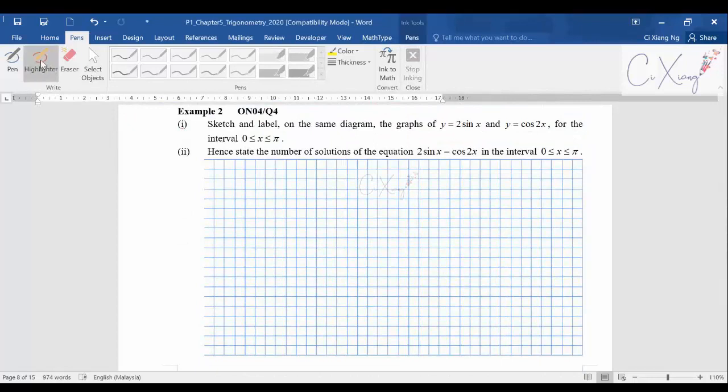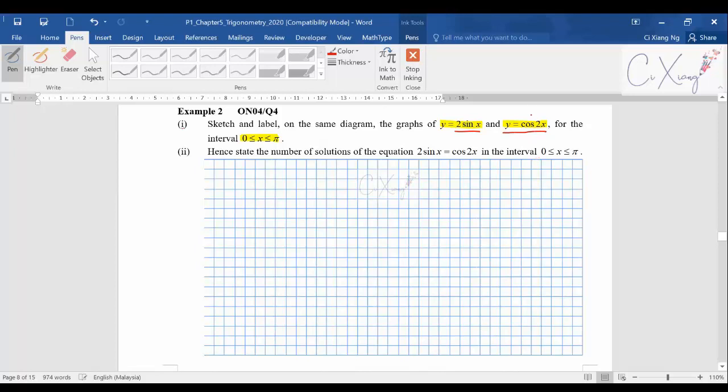Okay, so for example 2, they want you to sketch 2 graphs again: y equals to 2 sine x, and another one is y equals to cos 2x, for the interval 0 until pi. And then after that, they want you to state the number of solutions. Before that, we just try to sketch the graphs that they want first. So you need to sketch 2 graphs here. The first one is y equals to 2 sine x. Another one is y equals to cos 2x.